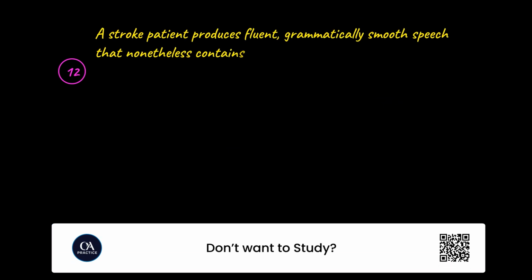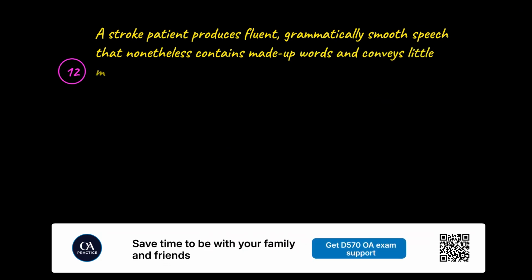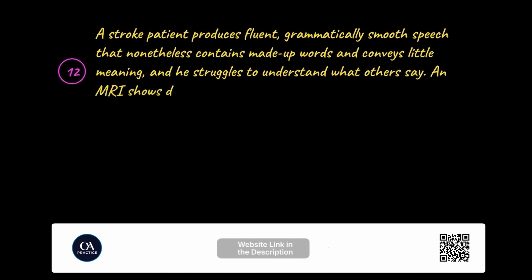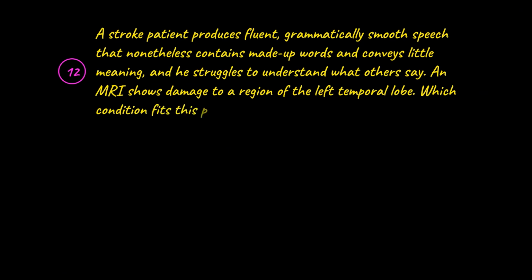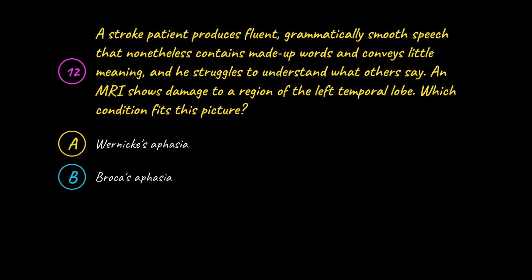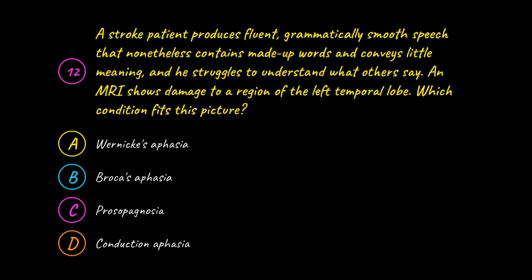Question 12. A stroke patient produces fluent, grammatically smooth speech that nonetheless contains made-up words and conveys little meaning, and he struggles to understand what others say. An MRI shows damage to a region of the left temporal lobe. Which condition fits this picture? Your options are A. Wernicke's aphasia, B. Broca's aphasia, C. prosopagnosia, D. conduction aphasia. What's your answer? Commit to one before I continue.